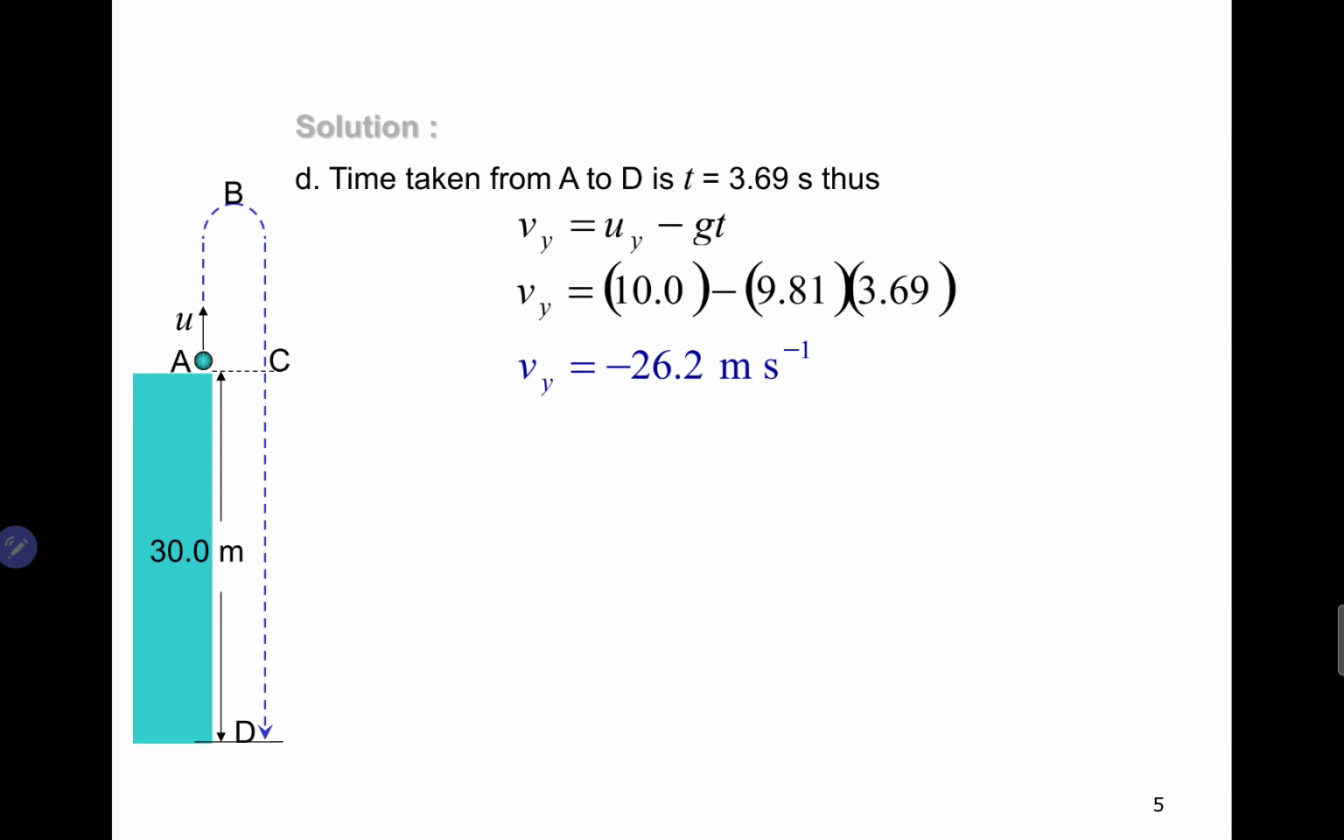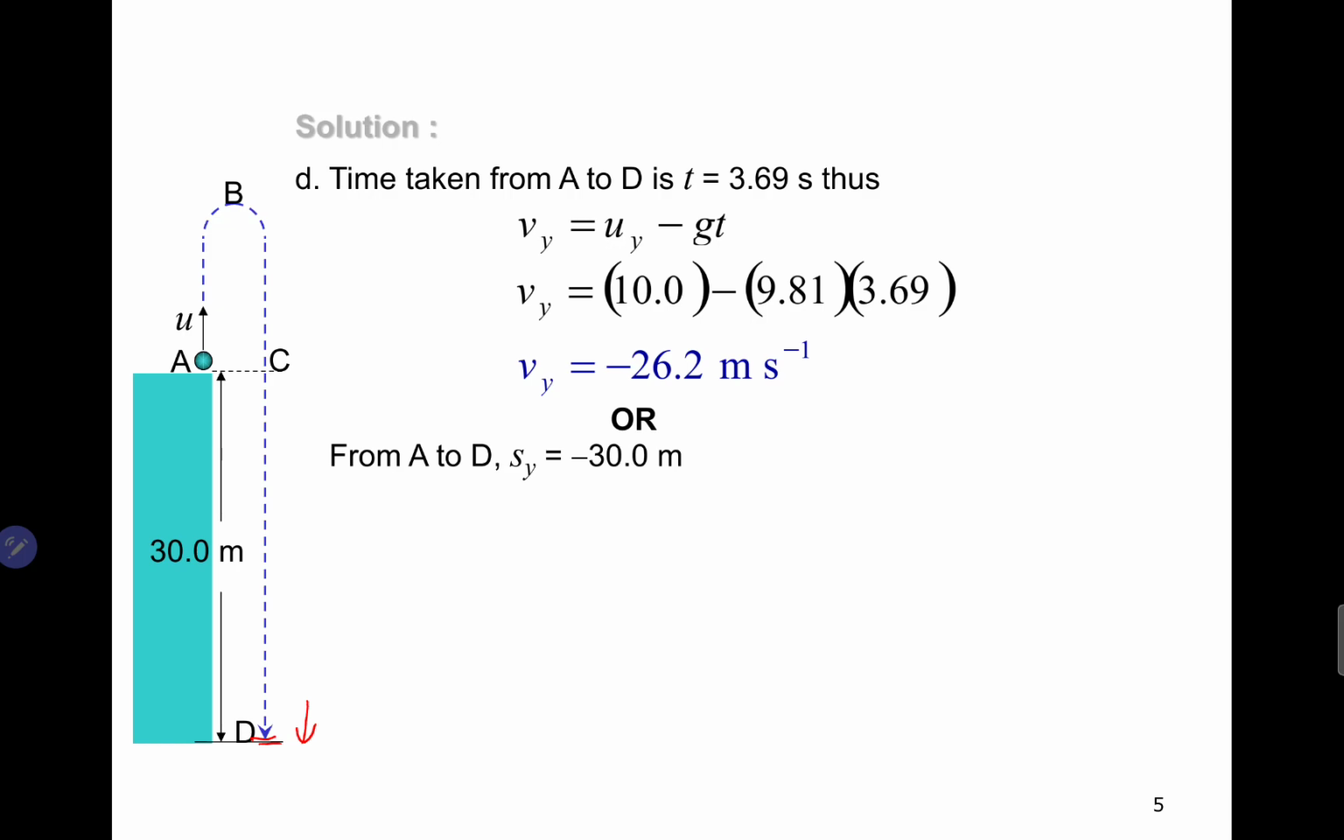The reason why we have negative is that at point D, the object is moving downward. So downward means you will have negative velocity. This is one way of doing it.